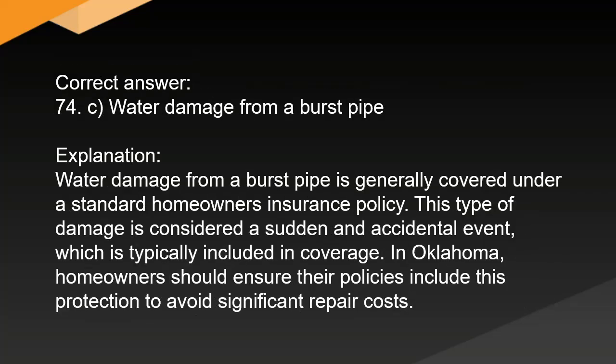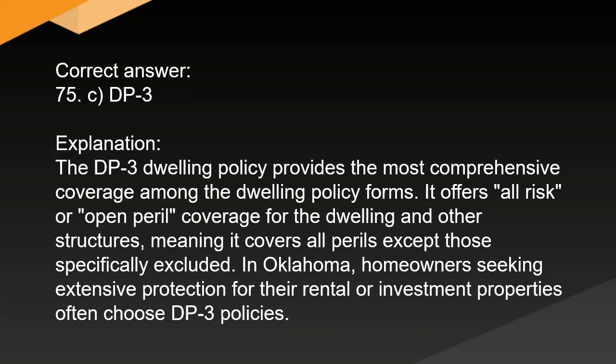Correct answer. C. Water damage from a burst pipe. Explanation. Water damage from a burst pipe is generally covered under a standard homeowner's insurance policy. This type of damage is considered a sudden and accidental event, which is typically included in coverage. In Oklahoma, homeowners should ensure their policies include this protection to avoid significant repair costs.